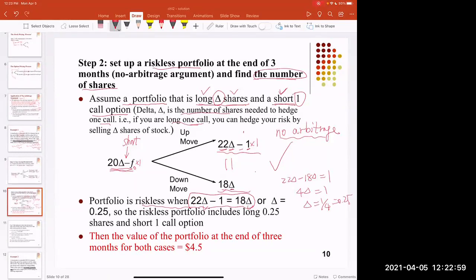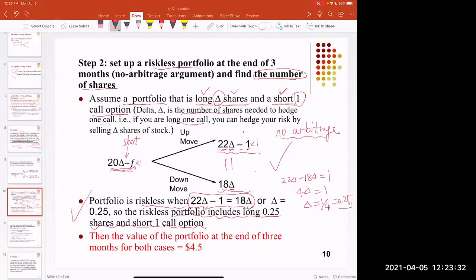You might say why the shares is not 1 share. In theory, we allow the shares to be a percent, to be a decimal. So the portfolio includes what? You should buy 0.25 shares of the stock and short a call option, right? So that's the portfolio. We figured out the delta. Okay, so this is a very important step.